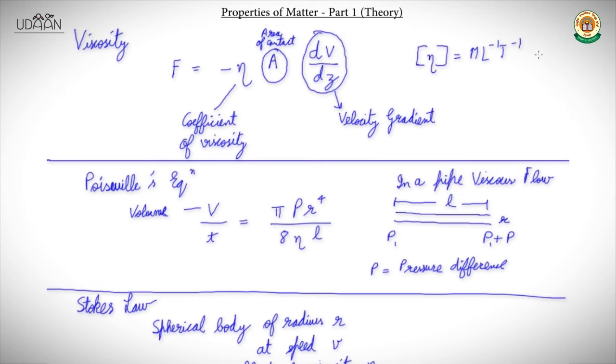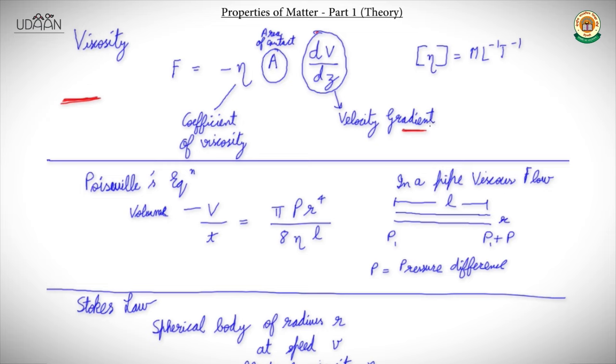Viscosity. The force of viscosity is like friction in solids. Viscosity in liquids is between the surfaces of the liquid, so basically between layers of fluid. F is equal to minus eta A dV upon dz. Now dV upon dz is the velocity gradient. Using this, we'll solve a question to clear this out a bit more.